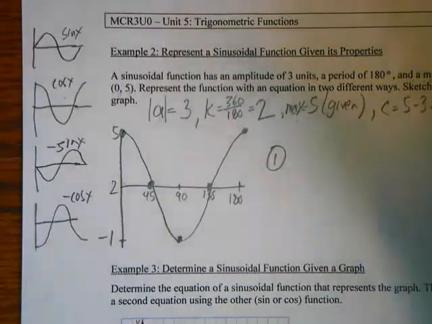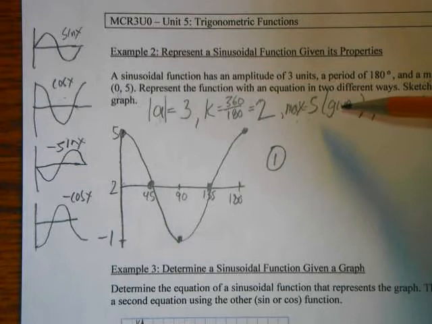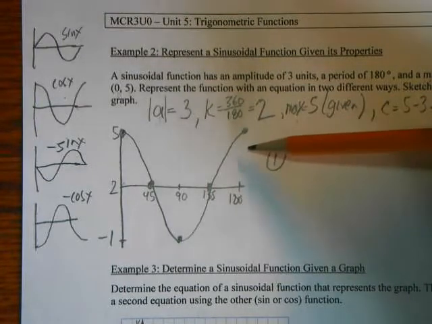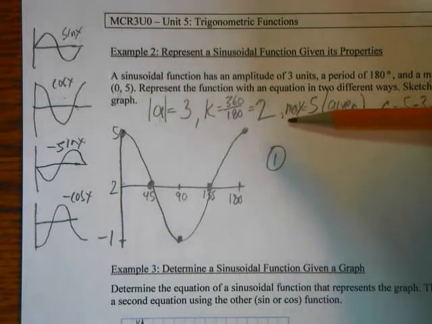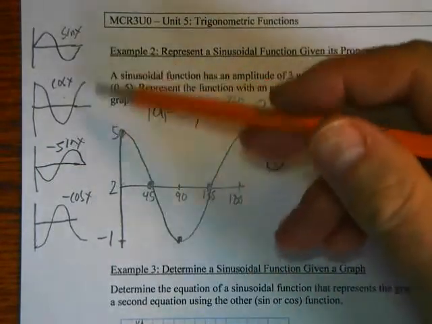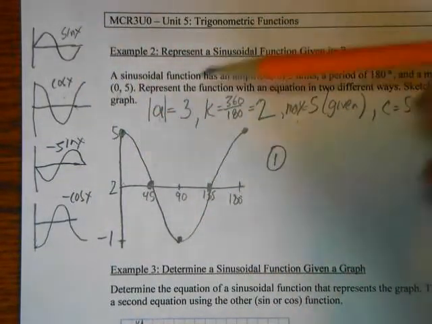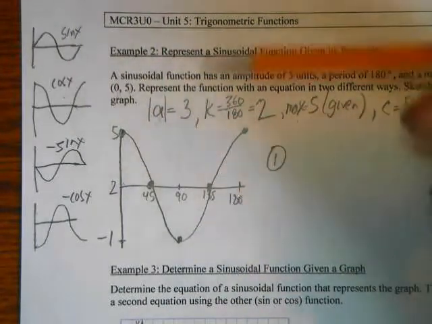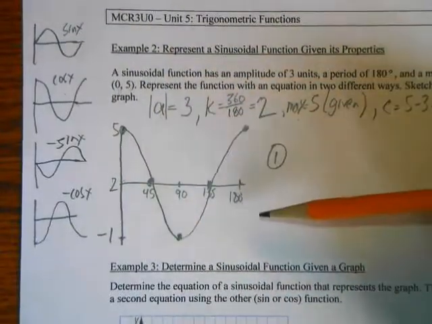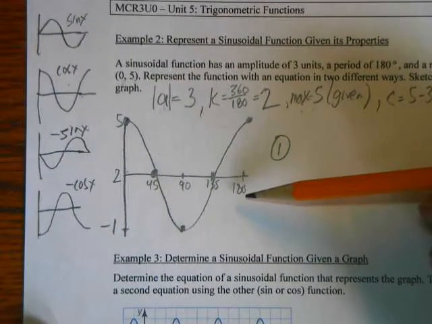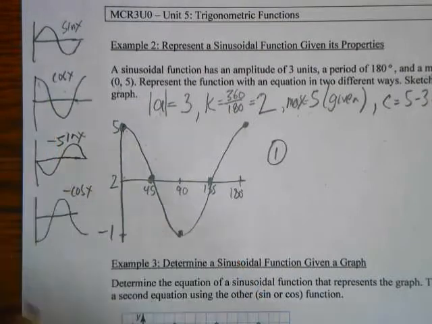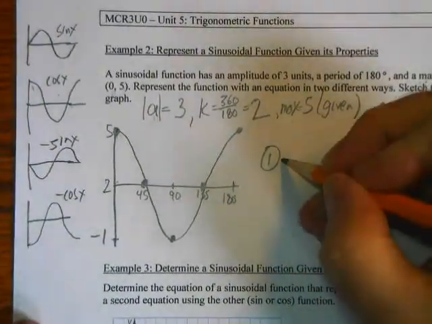A lot of times it'll tell you to give an equation using sine and another equation using cos. So when it says sine, you could use sine or negative sine, it doesn't matter. For cos, you could use cos or negative cos. So let's look at this and see what it's closest to. Start with the most obvious. It's definitely our cos x graph, so I'm going to use cos x.